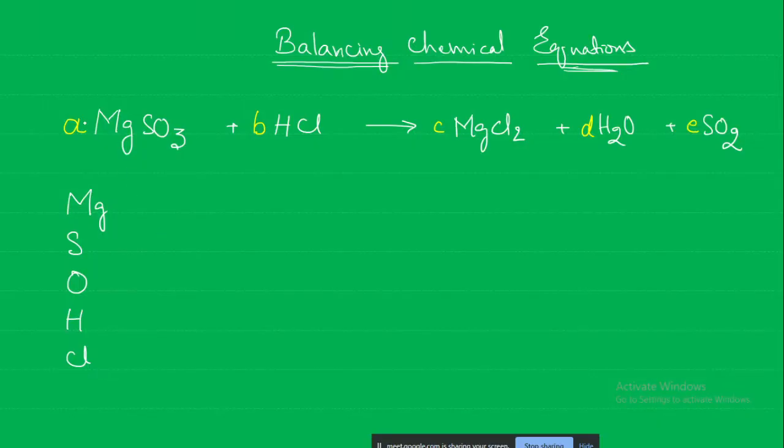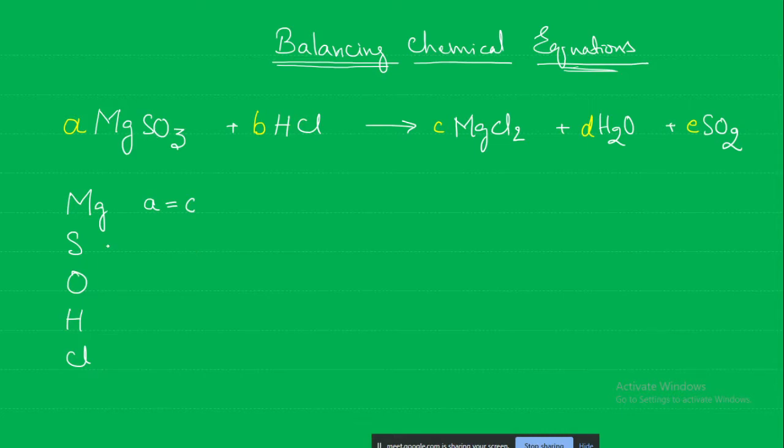Now we will start the balancing. The left side, the reactant side, and the product side should be equal, by the law of conservation of mass. So magnesium: how much is there here? A amount of magnesium is there. And here, how much magnesium? C amount of magnesium is there. So A is equal to C.